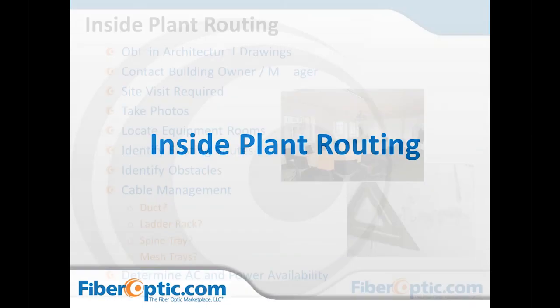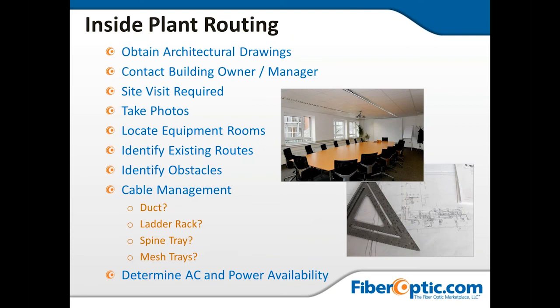Inside plant routing. A couple of things. Here's some guidelines and then some questions to ask. Obtain architectural drawings. Architectural drawings will tell you all kinds of stuff about where duct, for air conditioning duct, what obstructions you're going to find, where are your firewalls that you're going to have to do fire penetrations.